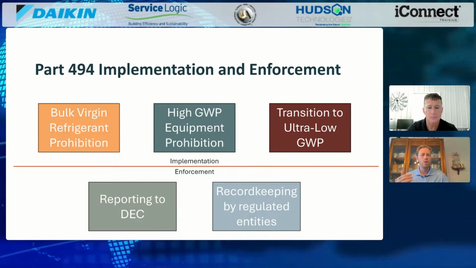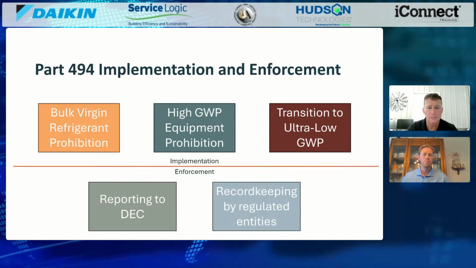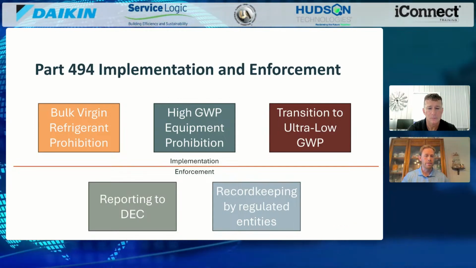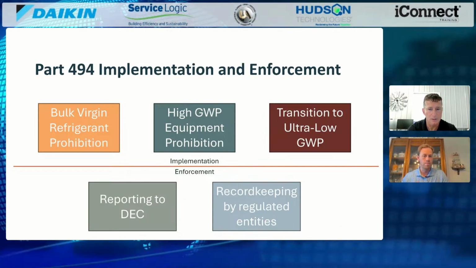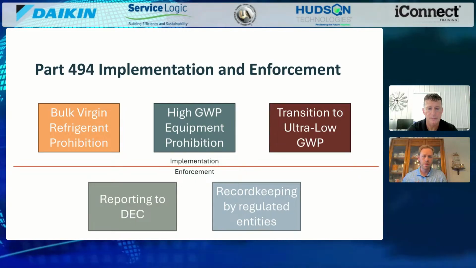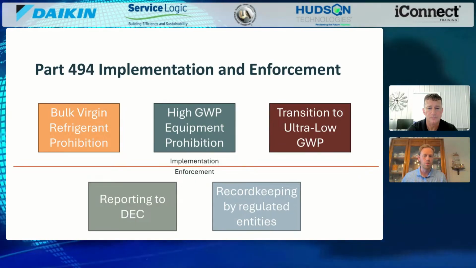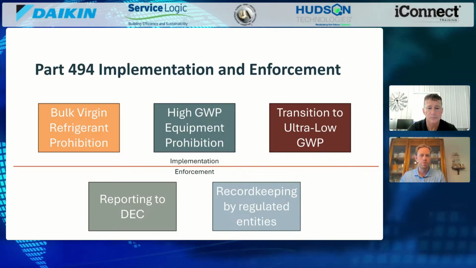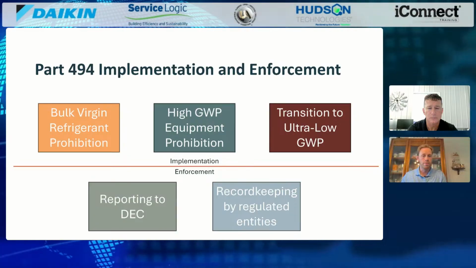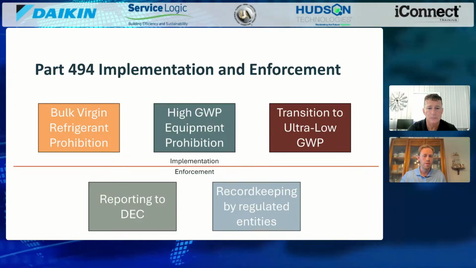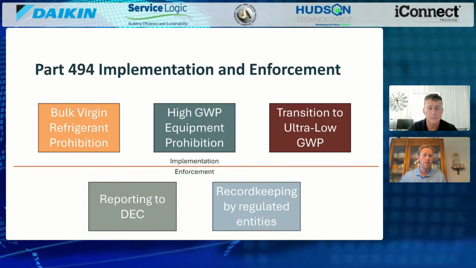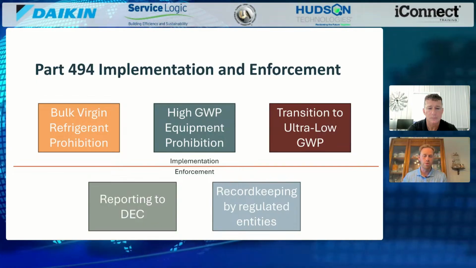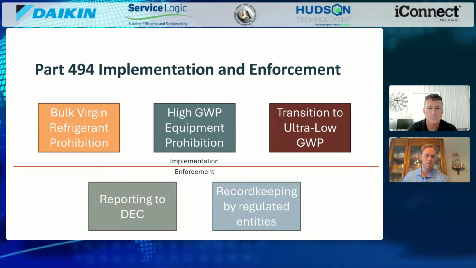Your implementation side has what we're all used to, in that middle high GWP block. That's basically your technology transition for that specific state. Imagine the TT rule that the EPA issues. That's what that is. Then you look to your left at the bulk virgin refrigerant ban. In order to enforce the high GWP equipment transition, and also the ultra low GWP later on, they're going to ban the use of virgin refrigerants and force reclaim usage.